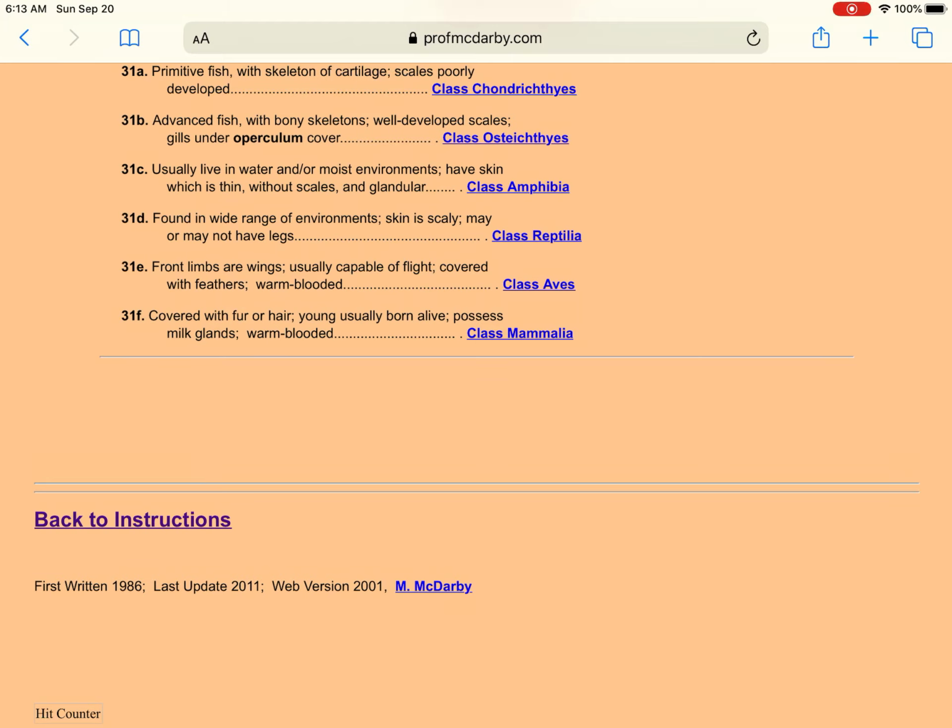Usually live in water and or moist environments. Well, maybe we're an exception and the usually fits us. Have skin which is thin without scales and glandular. That kind of sounds like us, but you always want to look at all your choices. D, found in a wide range of environments. Skin is scaly. Okay, that's not us.